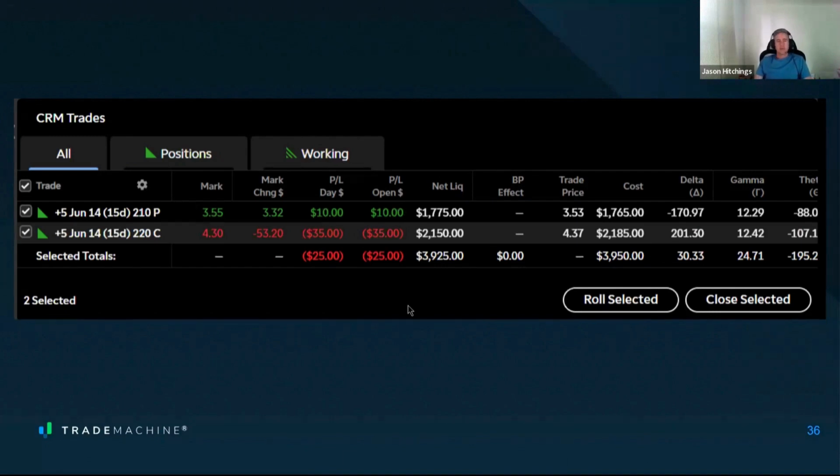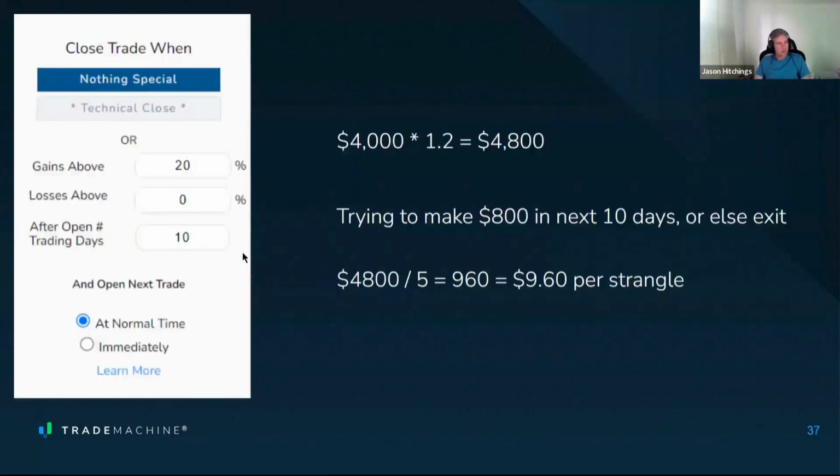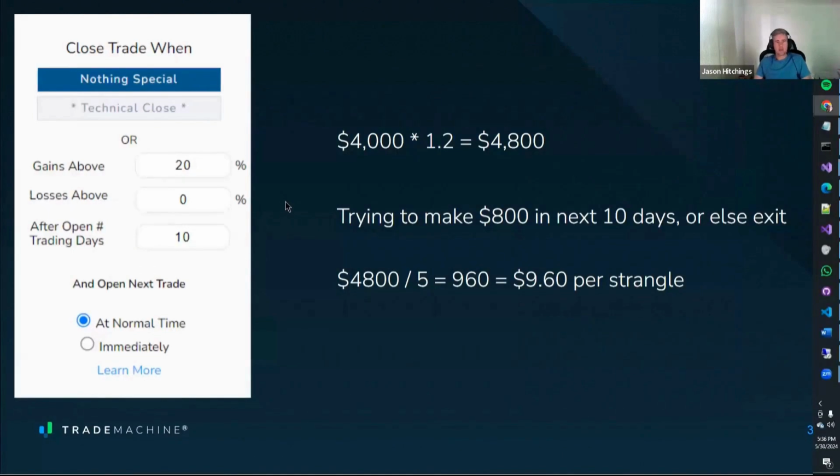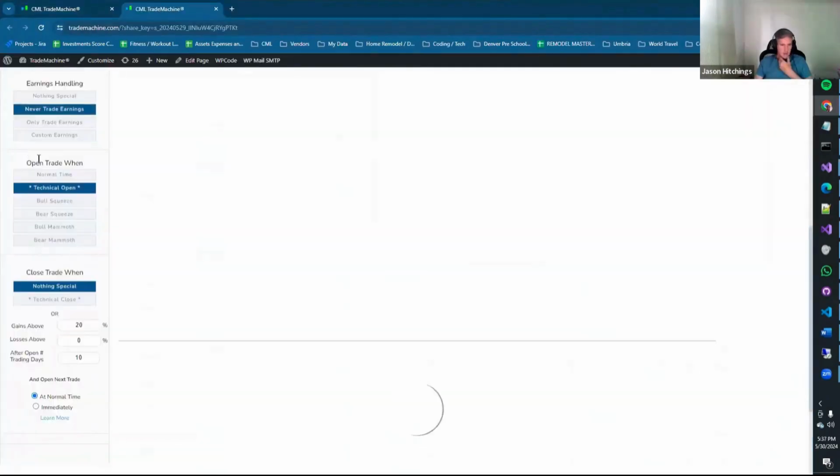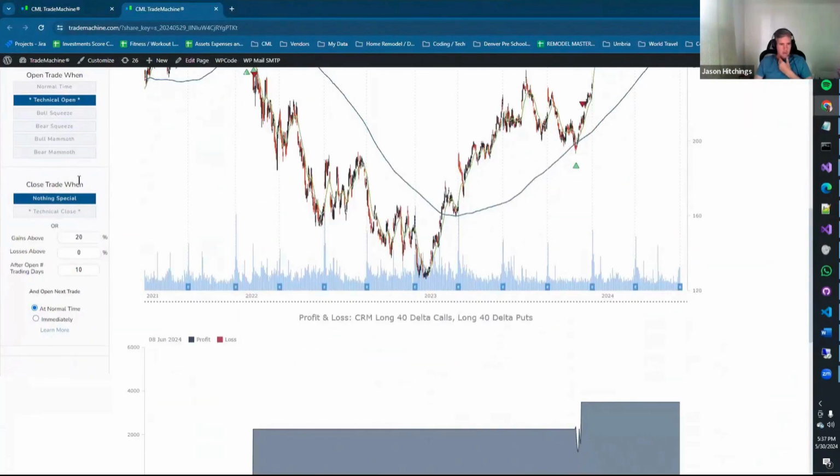So then the question becomes, okay, now I put the position on, but when do I get out? When you scroll down in TradeMachine, let me just pull it back up. So I'm going to click CRM again. Down here, we have the open trade when, and then we have the close trade when. So you can also set a technical close on your strategy. You can say, if it crosses back down underneath the S&P 500 or the 200-day simple moving average, that's great. This one says if the position is up 20%, then exit.